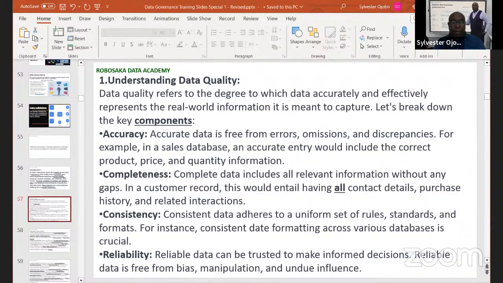And we have consistency. Consistent data adheres to a uniform set of rules, standards, and formats. For instance, consistent date formatting across various databases is crucial. Can somebody give me an example of that?